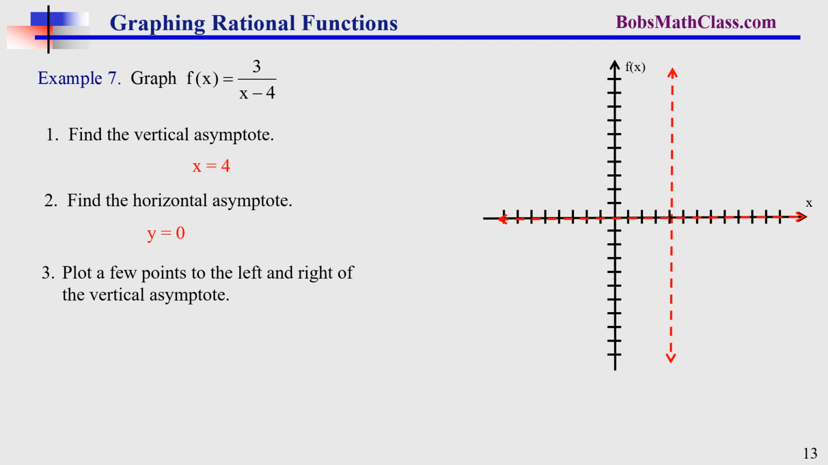Okay. So let's pick some points to the left of 4 and to the right of 4. So how about to the left of 4, we pick 3 and 2 and 0. And then to the right of 4, we pick 5 and 6.